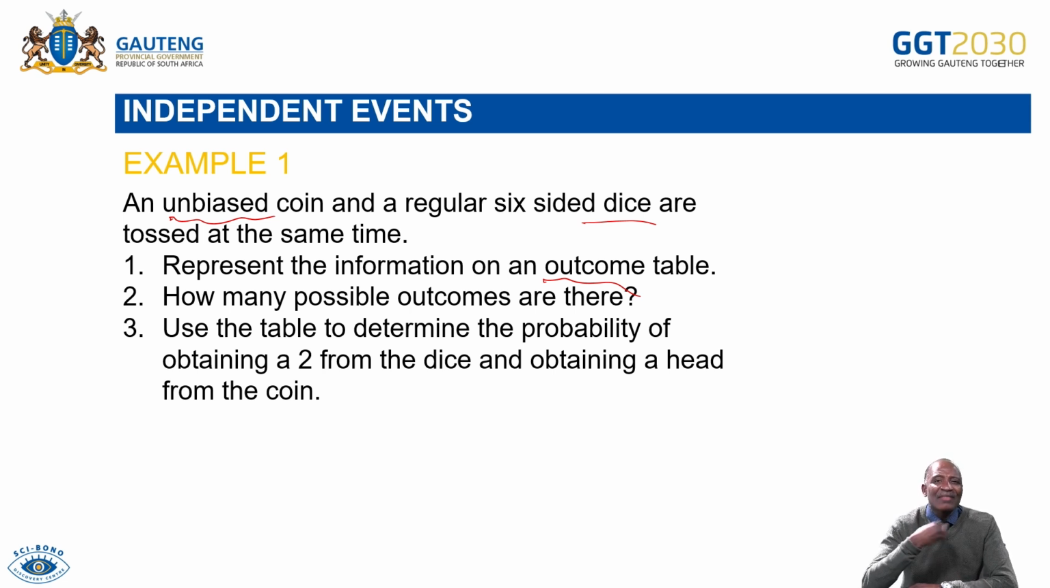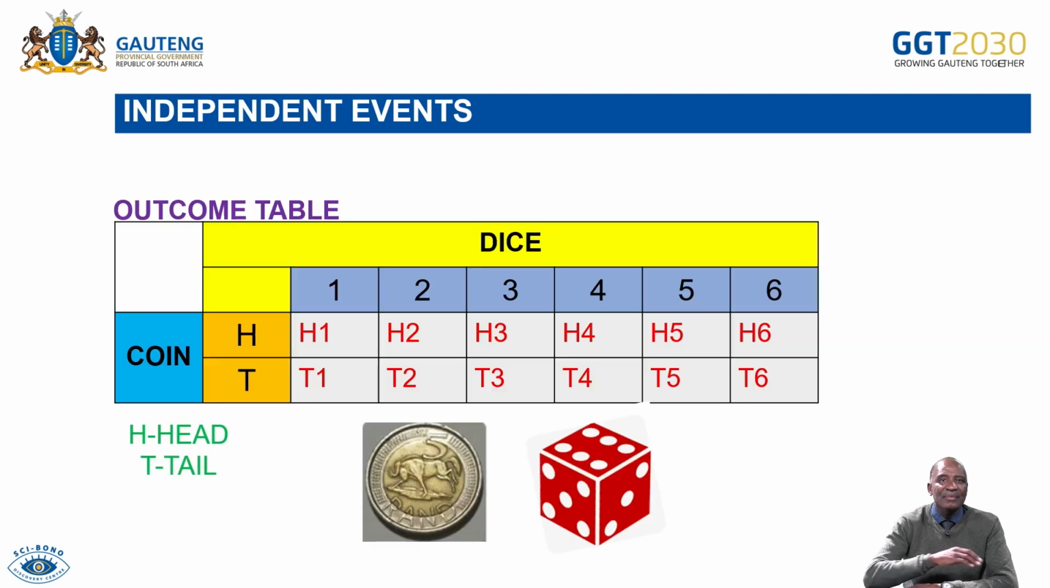Then that will give us the probability based on whatever answer we got in number 2, which says determine how many possible outcomes there are when both experiments are conducted at the same time. Okay, right. So this is our outcome table.